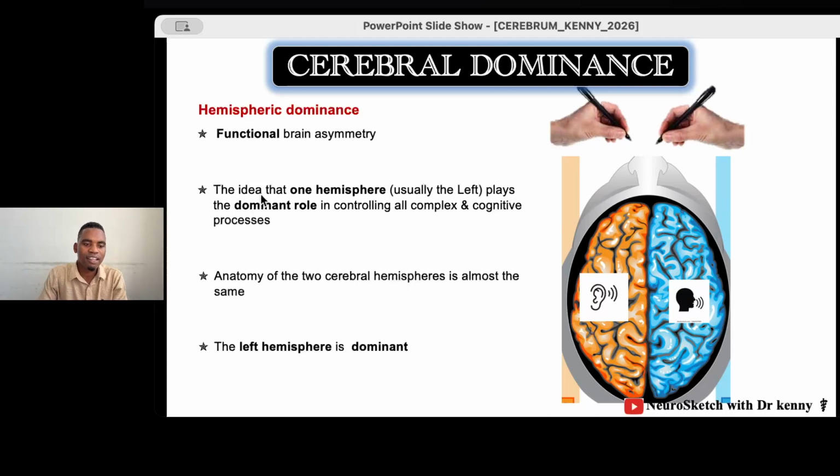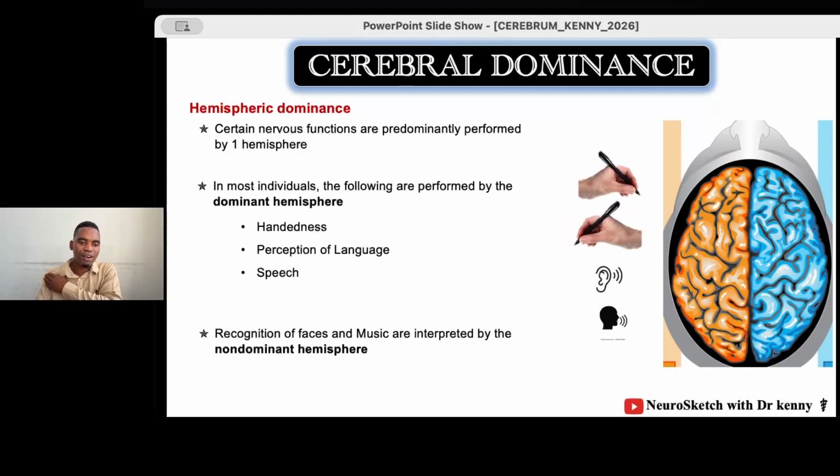Okay, so the idea that one hemisphere, usually the left hemisphere, plays a dominant role in controlling all complex cognitive processes is called hemispheric dominance, or cerebral dominance. We use these functions to define cerebral dominance, but especially language. That means the hemisphere that is processing speech and language more than the other hemisphere will be considered the dominant hemisphere. And as I've told you, in most people the left hemisphere is processing speech and the perception of language, so the left hemisphere is dominant in the majority of the population.